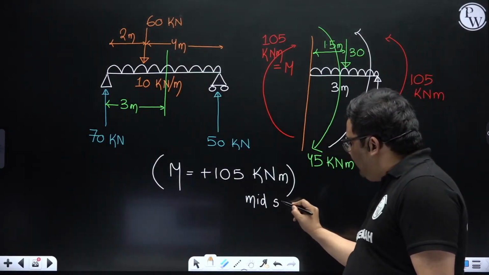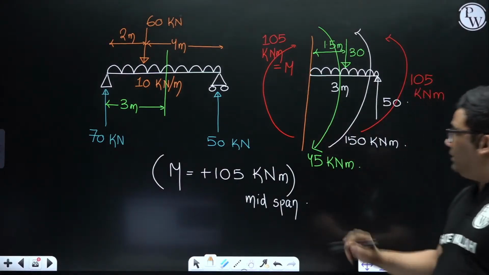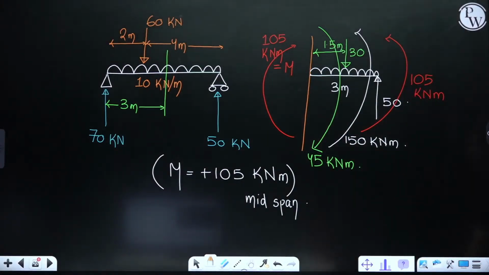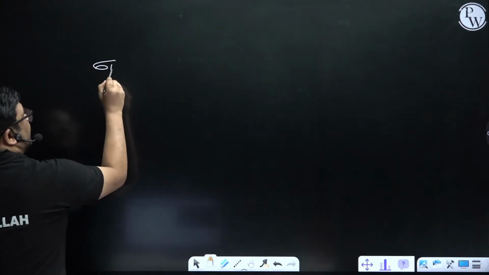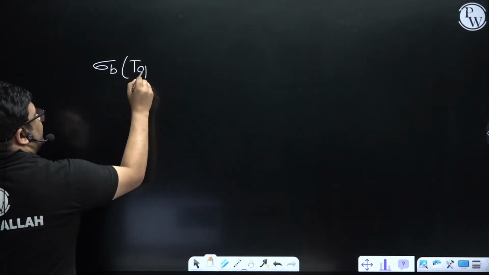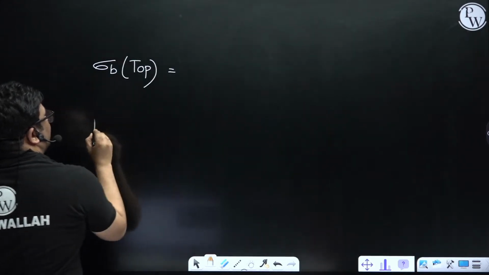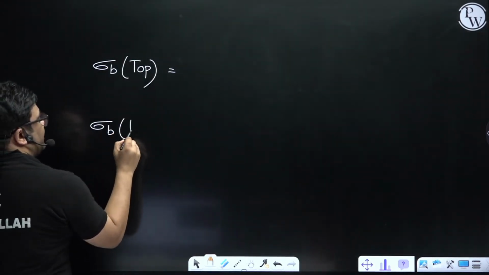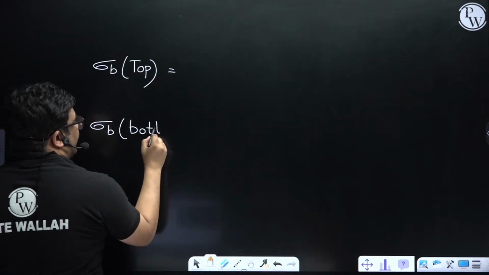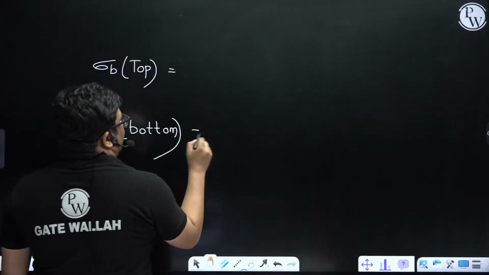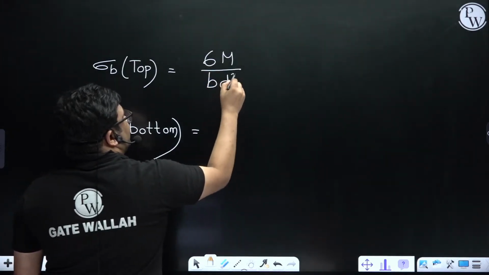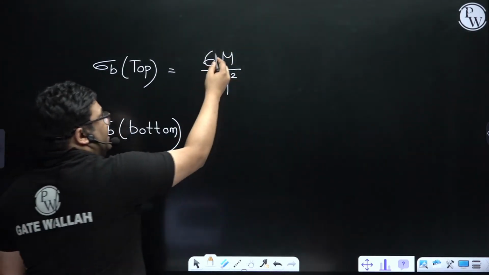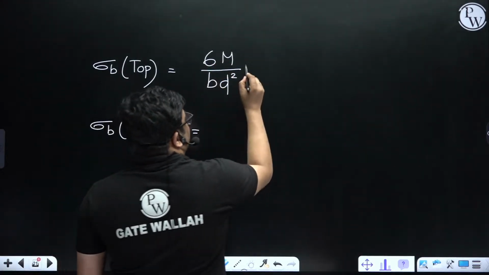So at midspan we are getting this bending moment, right? Once we get the bending moment, it's over, game over. The extreme fiber stresses, the top and bottom stresses, will be the same because it is a rectangular section. So it will be M by Z, and Z for a rectangle is BD square by 6.